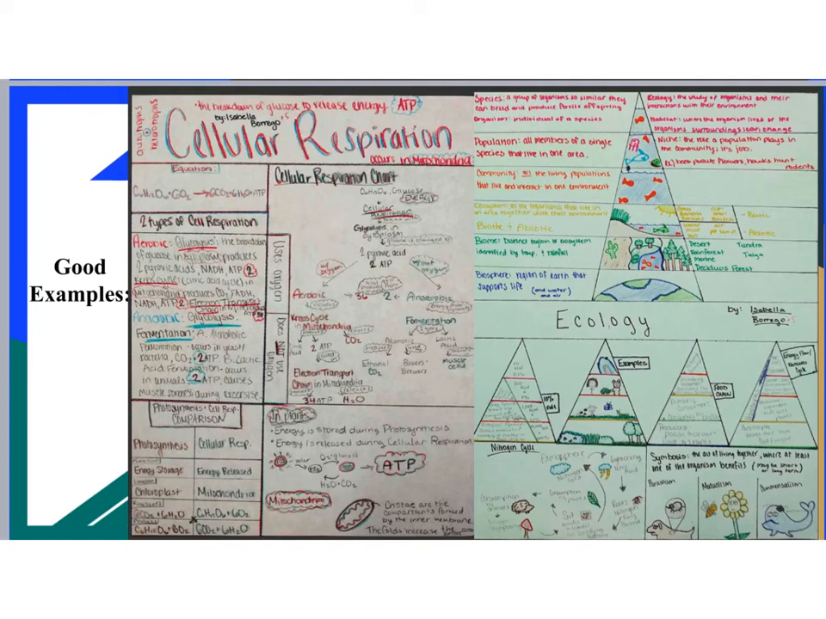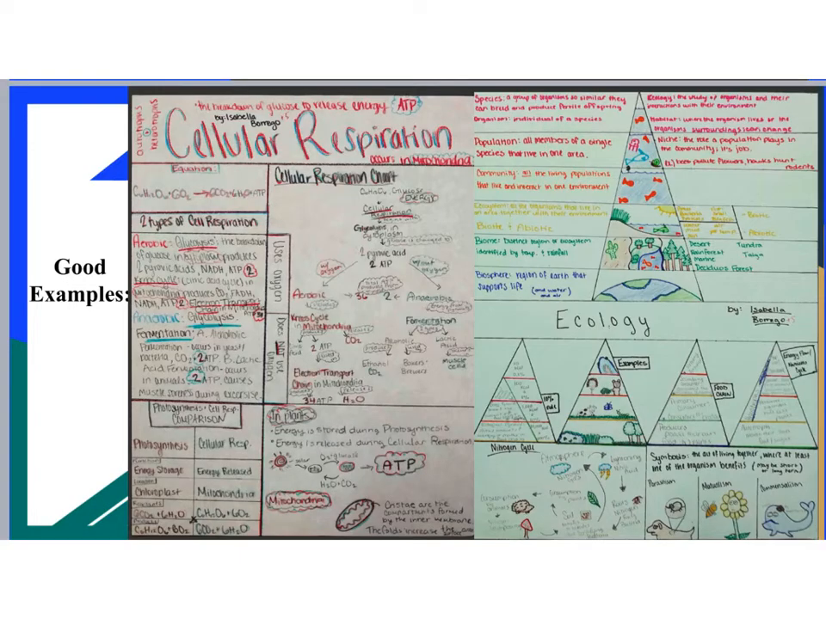So our second good examples, you could see there's one on cellular respiration and there's also one on ecology. And so both of these are a little bit more colorful, but all the information is divided up and you could tell there's pictures and you can even see all the key vocab words because this person has them underlined.